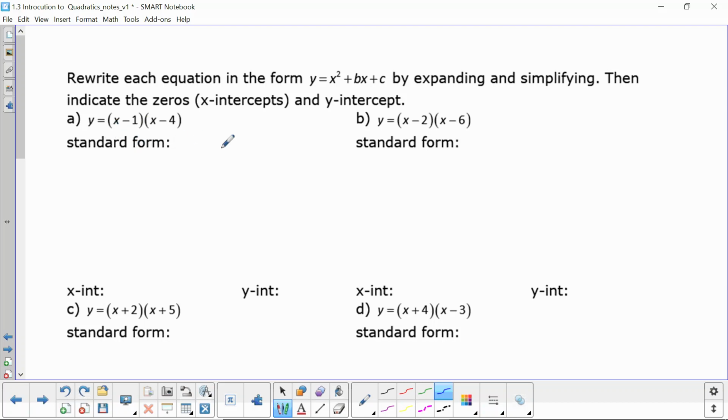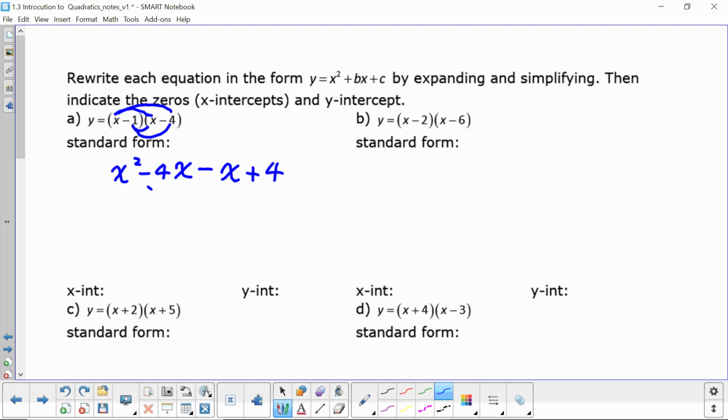So for this one, we use the first term times each term in the second bracket. You will have x squared minus 4x. Then the second term in the first bracket times each term in the second bracket. So negative 1 times x gives you negative 1x. We don't need to write the 1 at the front, just minus x is okay. No number means 1 at the front. Negative 1 times negative 4 gives you positive 4.